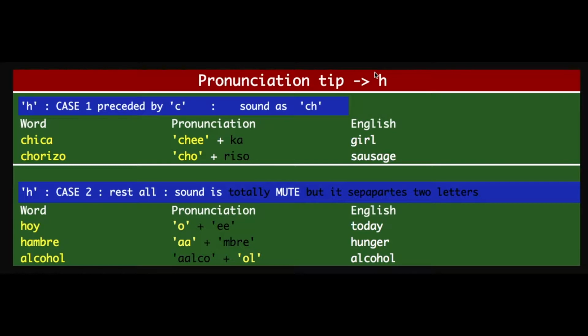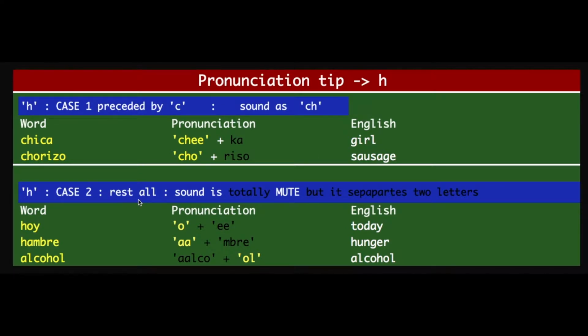Today we are going to learn an important concept, which is the pronunciation tip on the letter ache. So let's take a look. We have two cases here. Case one, when ache is preceded by se, the sound is as of ch. So the example words are chica, which means girl, chorizo. Chorizo significa sausage.